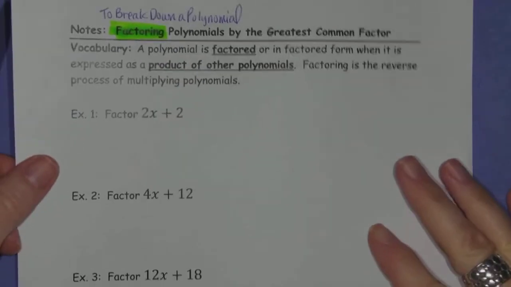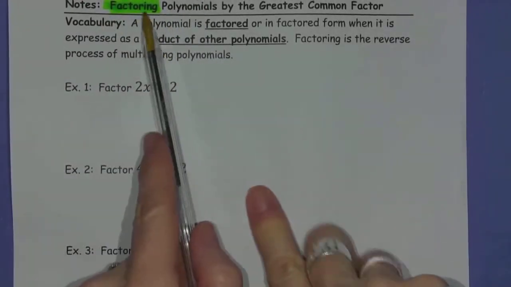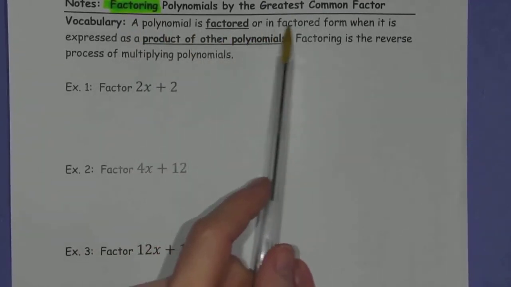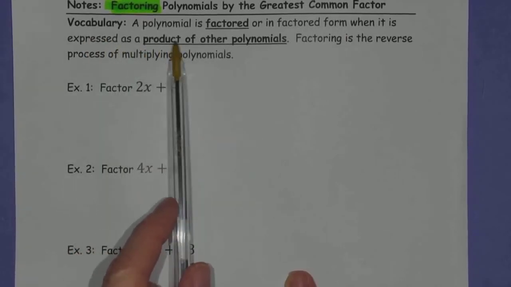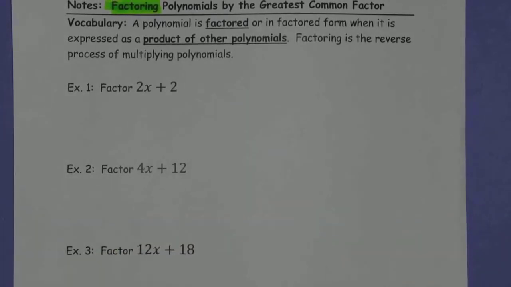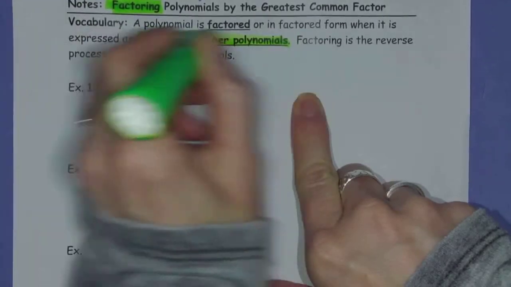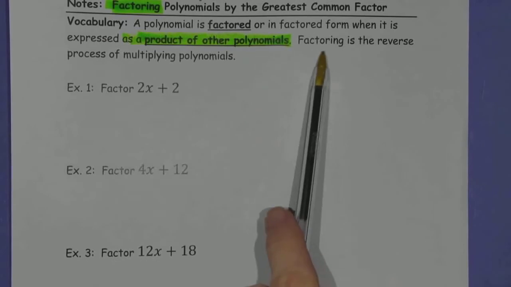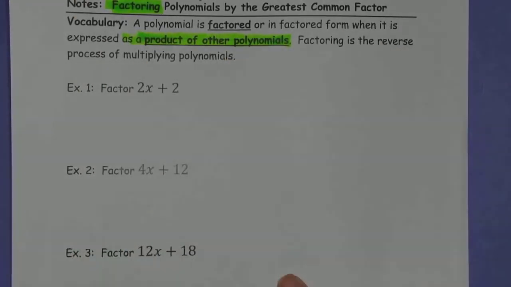So let's take a look at vocabulary for this lesson. This is the fancy definition. A polynomial is factored, or in factored form, when it is expressed as a product of other polynomials. So anytime you take one polynomial and break it down into a product of other polynomials, you've factored. And factoring is the reverse process of multiplying polynomials.